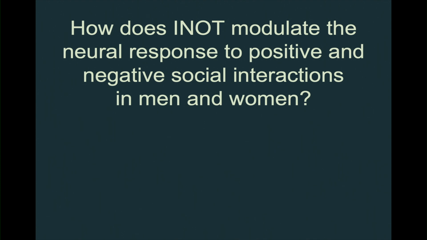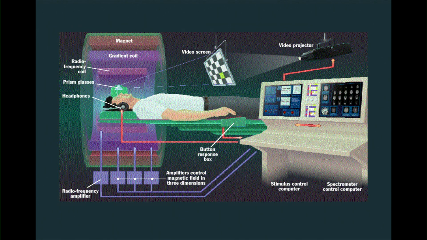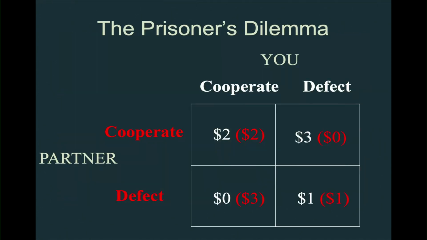So our lab has been investigating the question, how does intranasal oxytocin modulate the brain's response to positive and negative social interactions in both men and women? And so we image our participants' brain function with fMRI as they perform a dyadic social interaction task with other people who are outside the scanner. And the task that we use is called the Iterated Prisoner's Dilemma game.